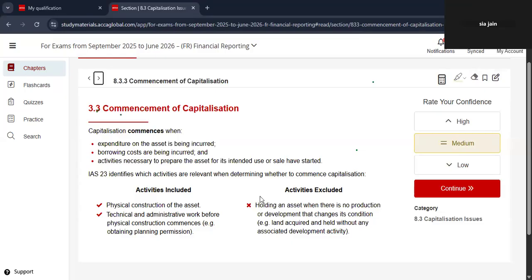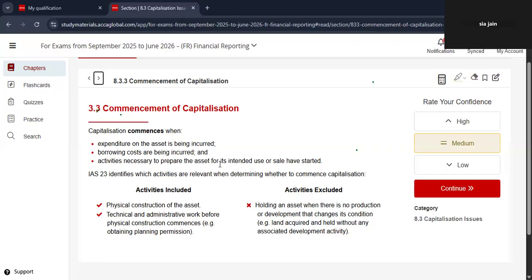So you do not just start capitalizing the interest expense as soon as you borrow the loan. The expenditure should be made on an asset. You're using that loan to fund the asset building, and borrowing costs are being incurred, and the necessary steps to prepare the asset for its intended use or sale have started.